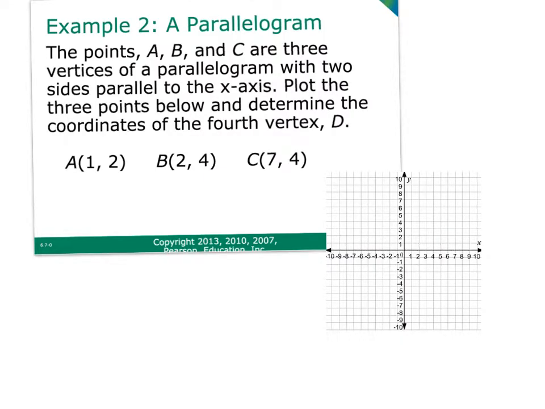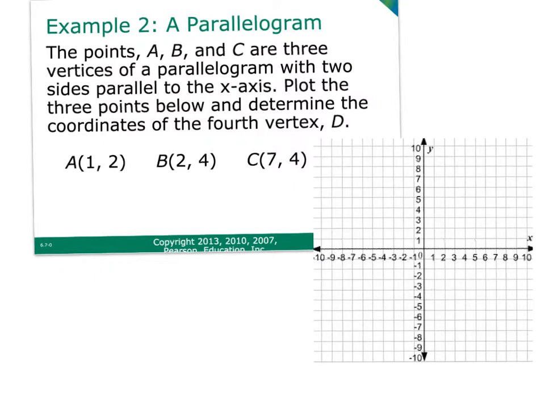So just to make sure you understand, I picked a similar problem that involves a parallelogram. Okay, so the points A, B, and C are 3 vertices of a parallelogram with 2 sides parallel to the x-axis. Plot the 3 points below and determine the coordinates of the 4th vertex.